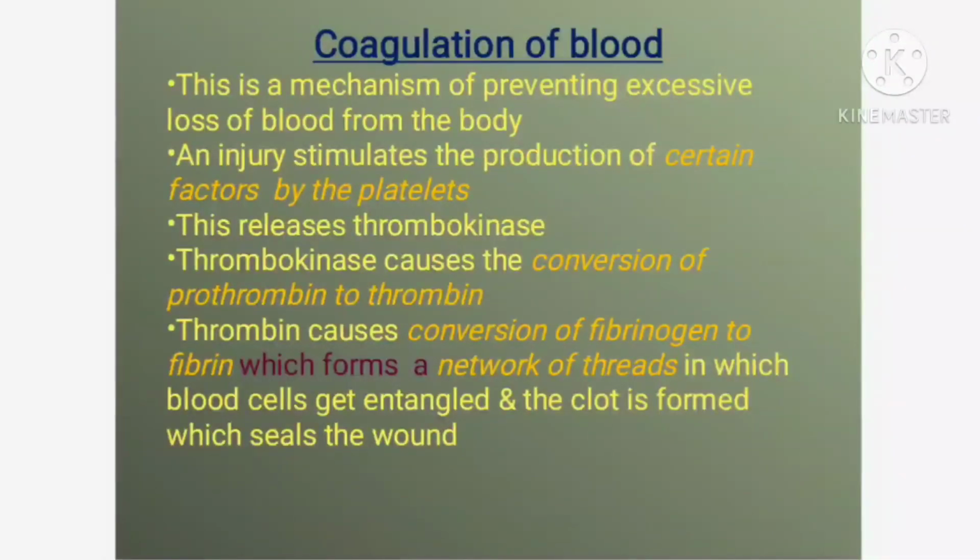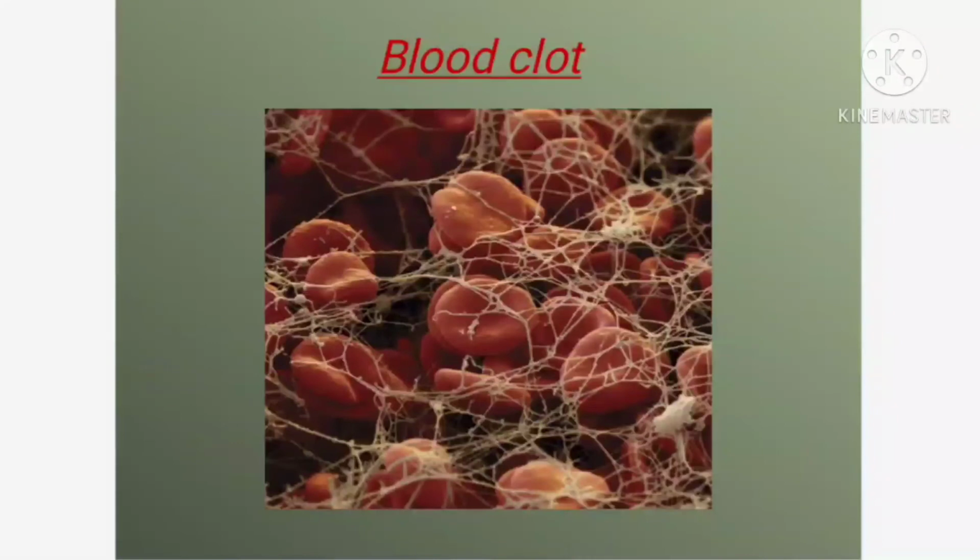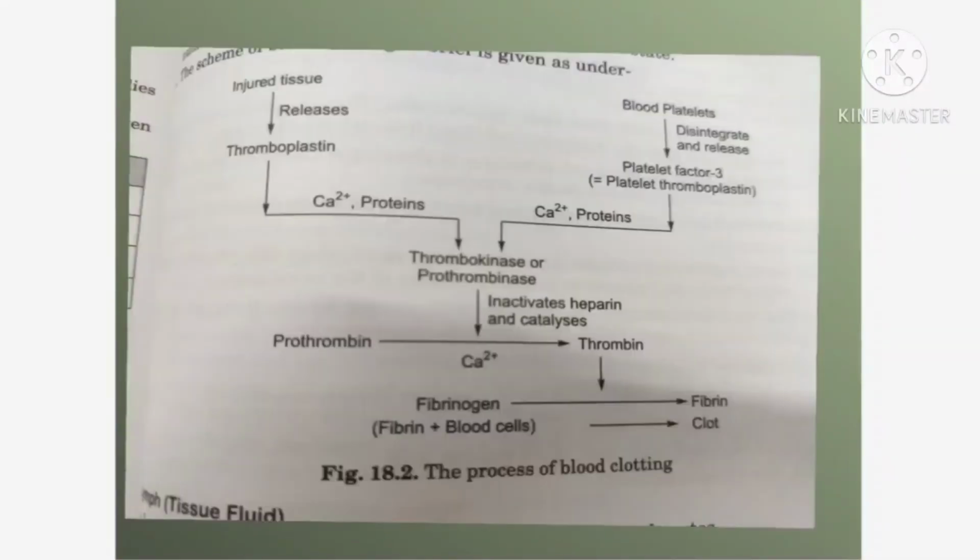Okay. The last part of the chapter is coagulation of blood. So, this is how the blood is clotting. How is this clot formed? One more thing is there, lymph is there. Anyhow, so clotting of blood, listen carefully.